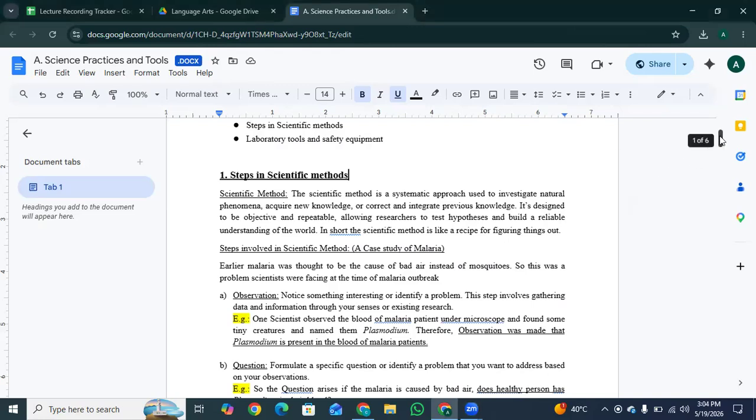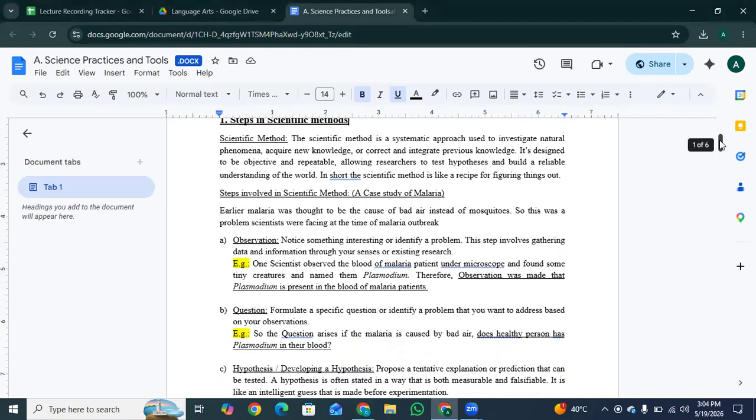Okay. Here's a case study of malaria. Earlier, malaria was thought to be caused by bad air instead of mosquitoes. So this was a problem scientists were facing at the time of the malaria outbreak. A long time ago, people wrongly believed that malaria was caused by bad air, not mosquitoes. Okay? So scientists used the scientific method to find the real truth.